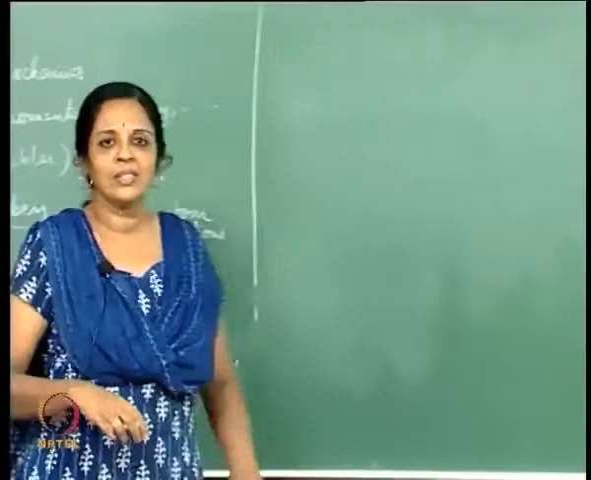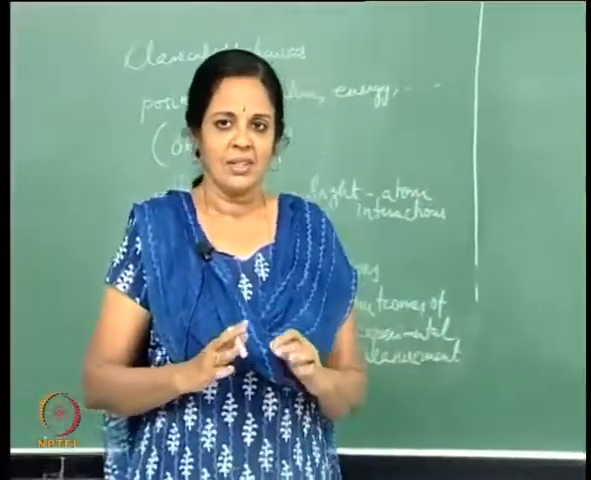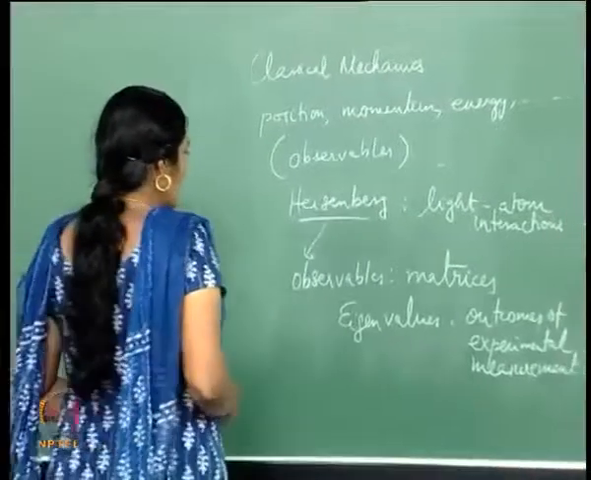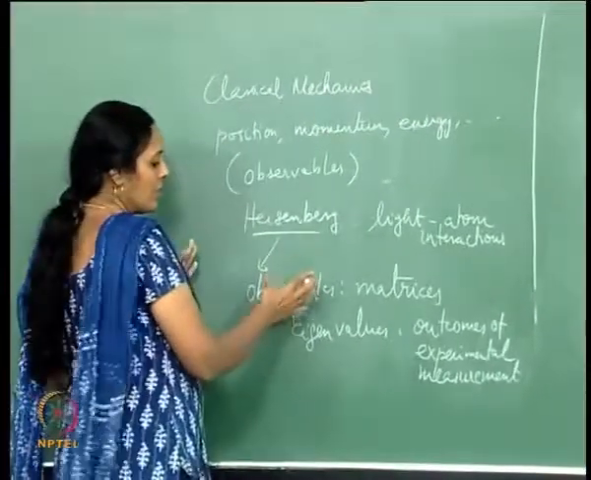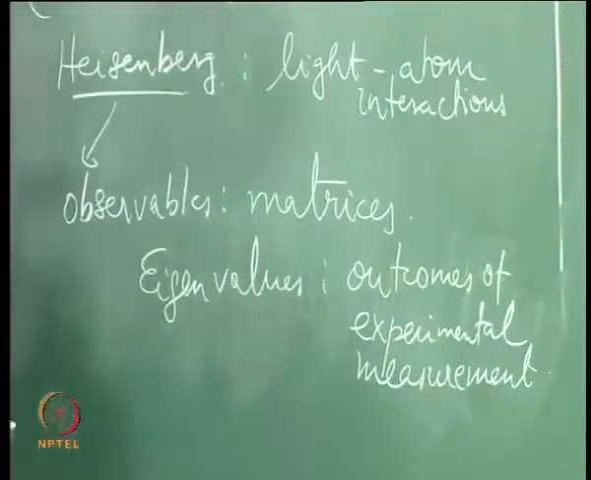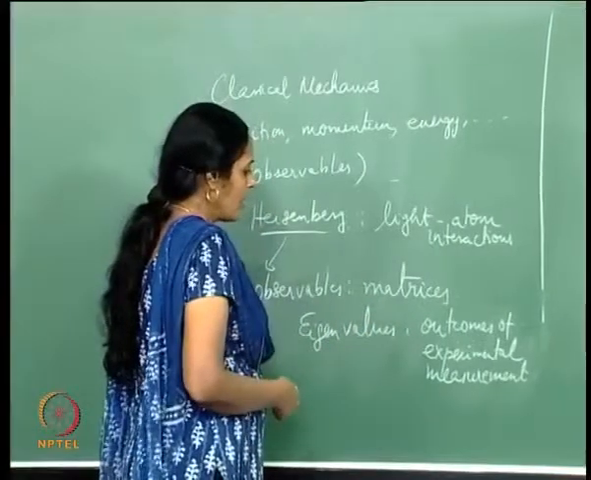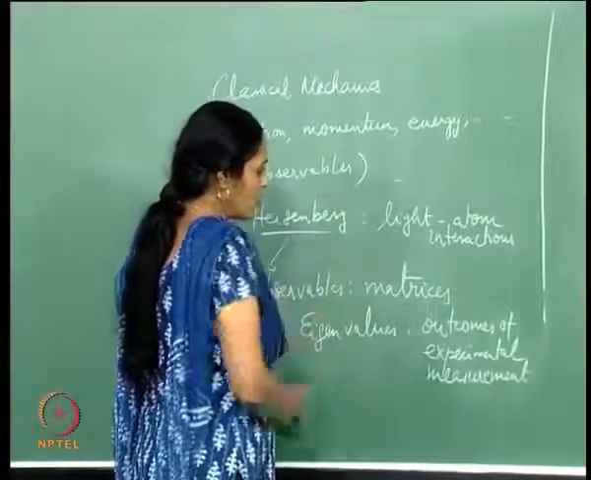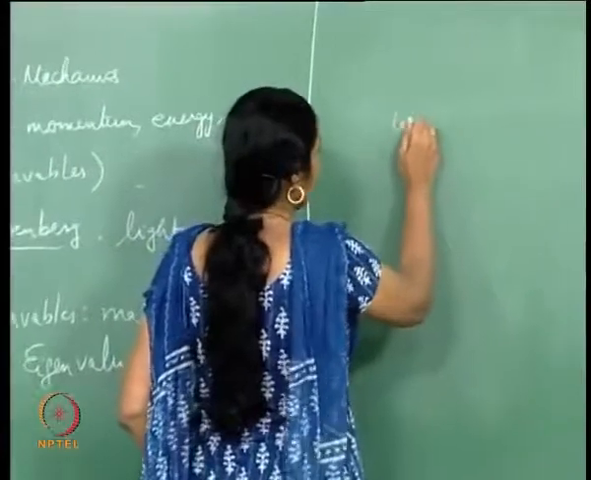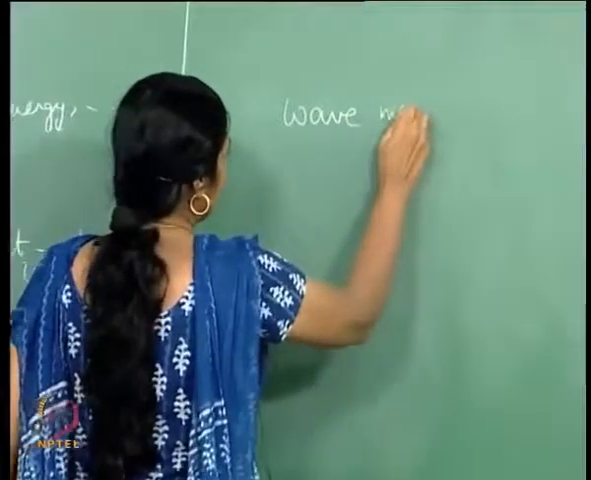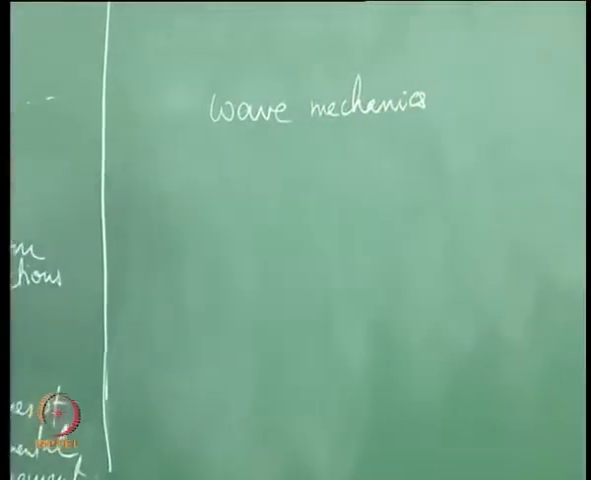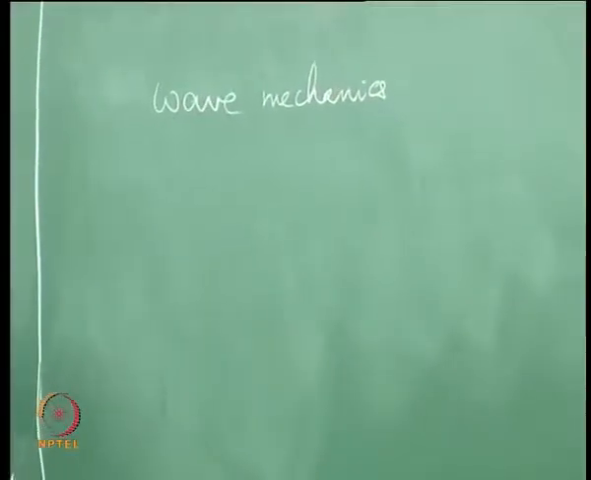So, while Heisenberg developed matrix mechanics, by which observables were given importance as central objects, and outcomes of measurements are the eigenvalues of these observables, there was an alternative formalism given by Schrödinger. Wave mechanics.